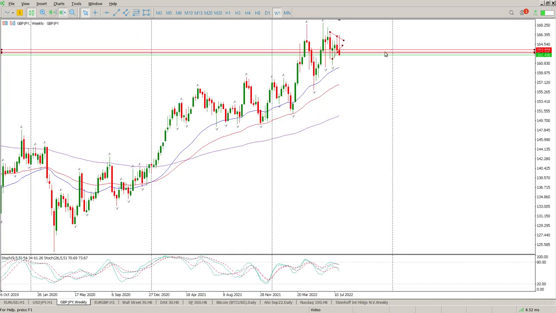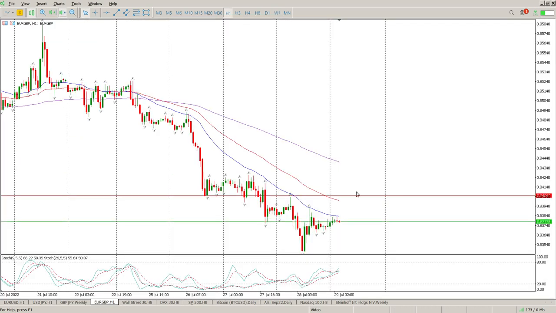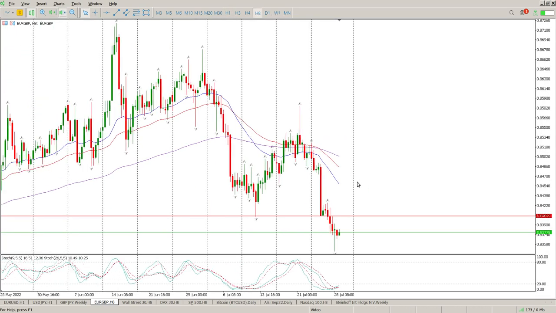I just want to finish off on the weekly, and you can see the sellers are definitely coming in on the top on the weekly. So this weekly trend that we've had could be a strong possibility of a retest down here at 158.055. Moving on to Euro British pound, and let's get to the 8 hour.